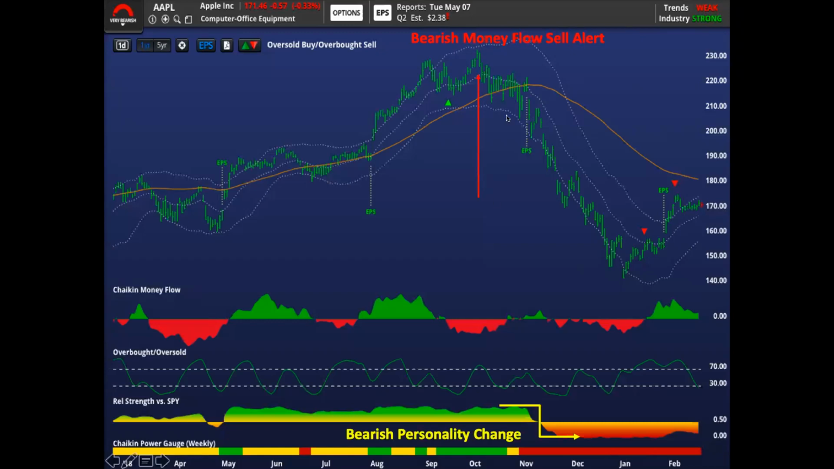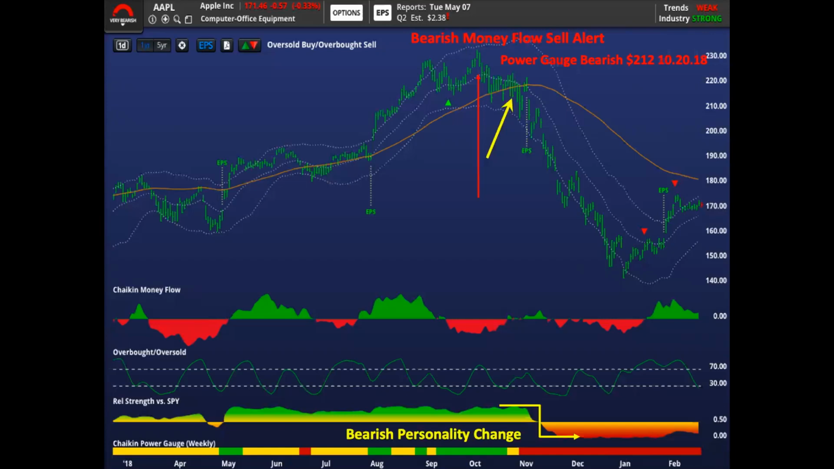It never happened. Gives you the ability to take money off the table if you're long Apple because the power gauge rating was bearish and it was outperforming the market. So we wouldn't go short Apple at that point, but we would definitely take money off the table. Now follow the progression. The power gauge rating turned bearish at 212 on 10/28 right there. And then you had a bearish personality change and the stock dropped from 212 all the way down to 140. Still underperforming the market in spite of a positive reaction to earnings.